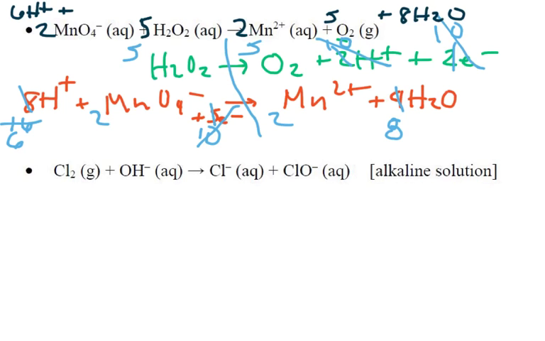And that's my balanced equation. Let me double check my charges. On the right side I have 2 times 2, I have 4 plus. On the left side I have 2 times minus 1, that's minus 2, well I have 6 hydrogens. So 6 plus minus 2 is 4 plus. 4 plus on both sides, so I think that's my balanced equation.